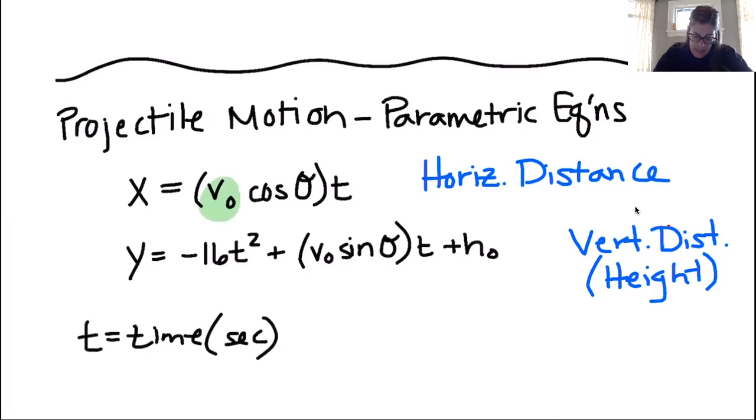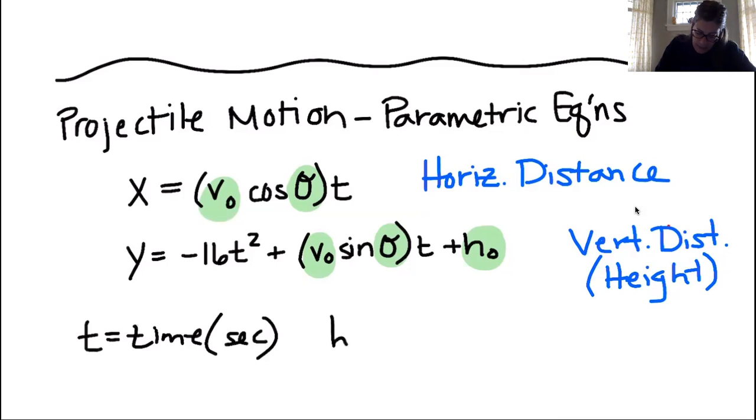Now there are some other things here in the equations. We've got a V sub 0, we've got a theta, then V sub 0 shows up again, theta again, and then we have an H sub 0. Those things are going to change for different situations or different problems, but they'll stay the same within that particular problem. So let's go ahead and name what all those things are.